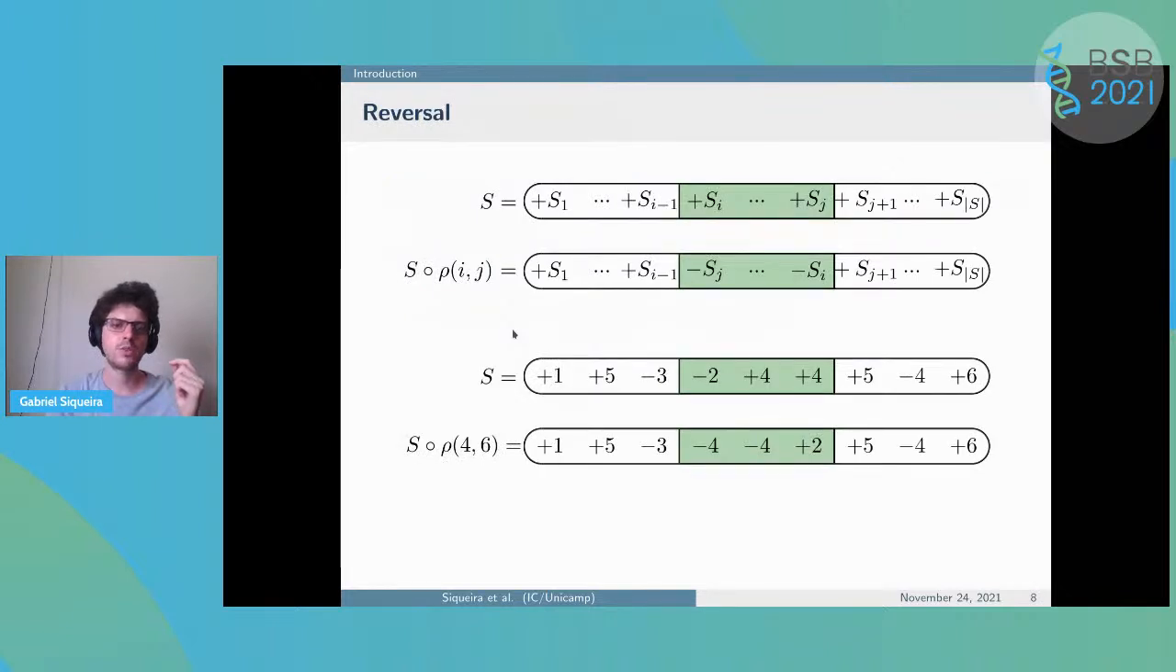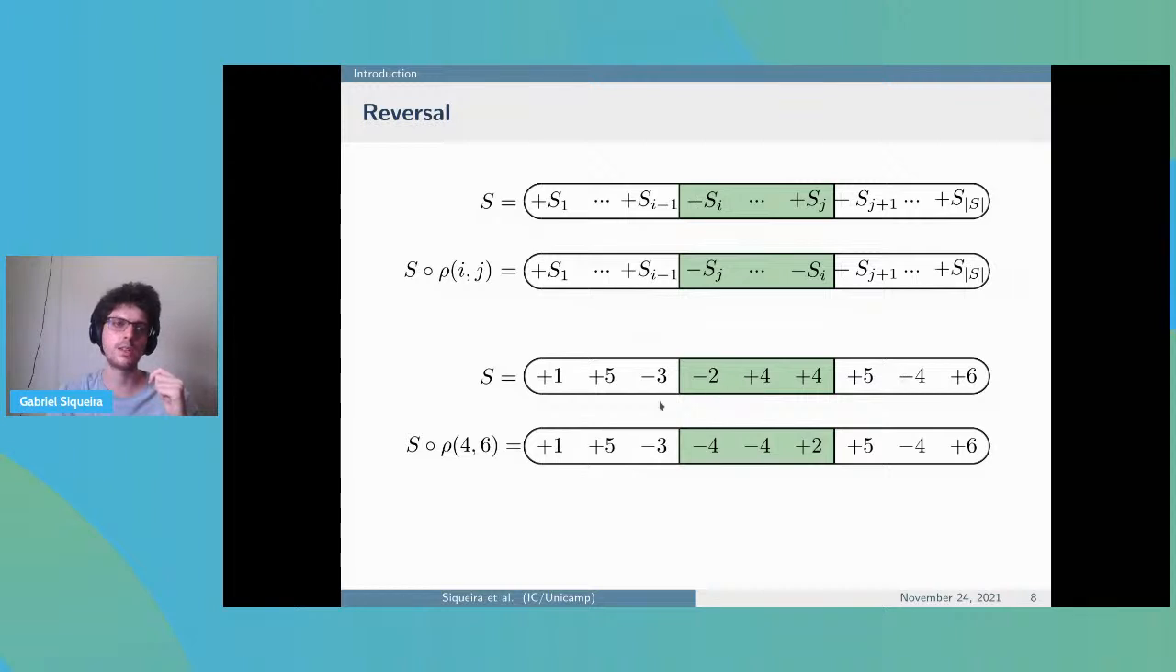The main event I'm going to focus on is the reversal event. This is an event that inverts a sequence of genes under orientation. So here I have a generic application: a reversal ij being applied to S. This reversal is going to invert the sequence that goes from position i to position j, and all the order is going to be inverted, also the signs. So if a character has sign plus, it's going to receive a sign minus. If it has a sign minus, it's going to receive a sign plus.